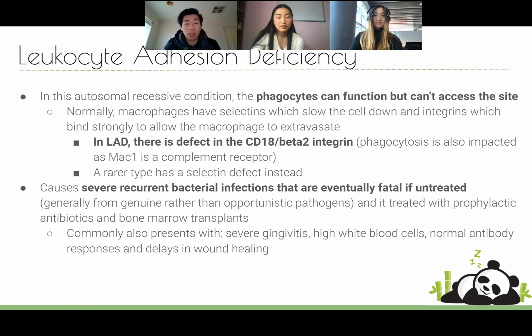This causes severe recurrent bacterial infections that need antibiotics and hopefully bone marrow transplants. This is from genuine pathogens, i.e. pathogens that would have caused problems in normal people anyway. They're just far, far worse. It can present with severe gingivitis, high white blood cells, normal antibody responses, and delays in wound healing. And I think some of those make sense. So the high white blood cells is because you can't get the cells into the location they need to be, so your body just overcompensates. And if you can't get them there, then you can't heal, and so therefore you get delayed wound healing as well.